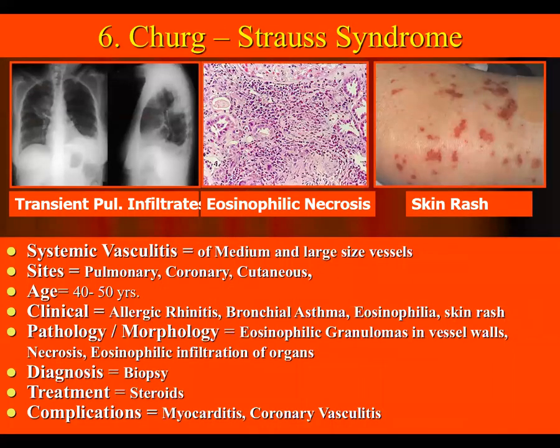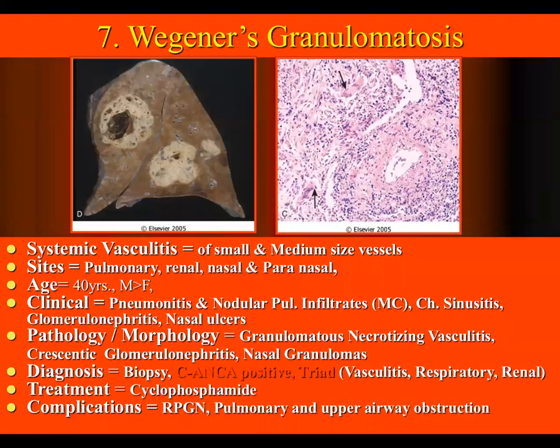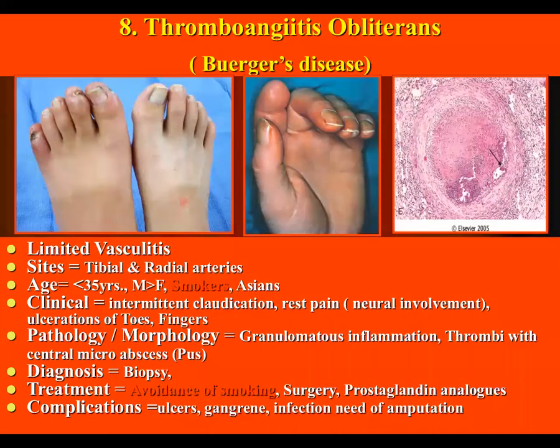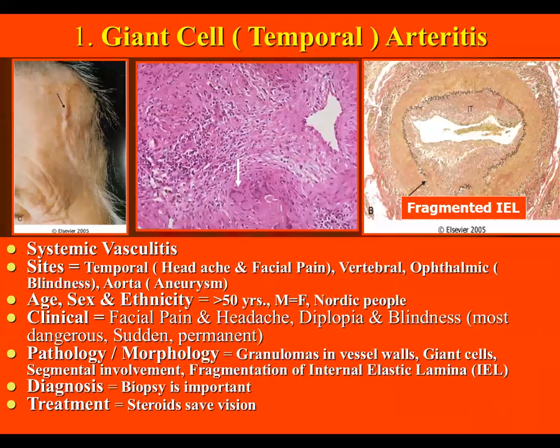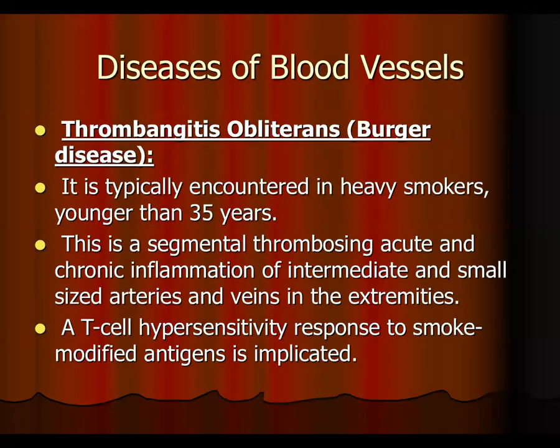And the third group, smaller size blood vessel vasculitis, can be grouped as Churg-Strauss syndrome, Wegener's granulomatosis, and third, thromboangiitis obliterans or Buerger disease. So these are the three types of vasculitis that can occur in this case. Now we discussed this later on.